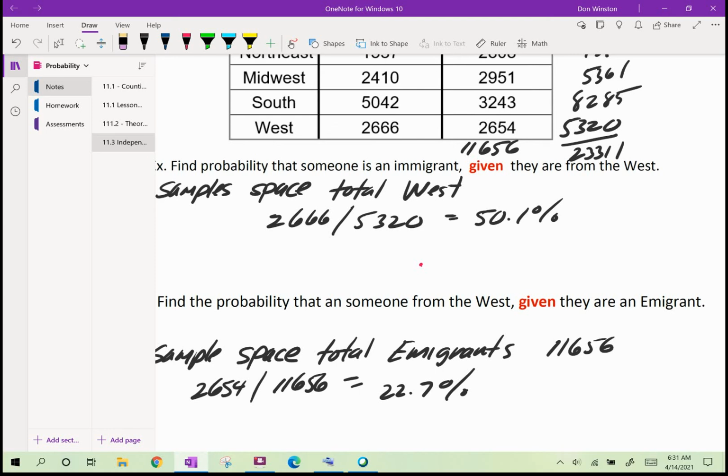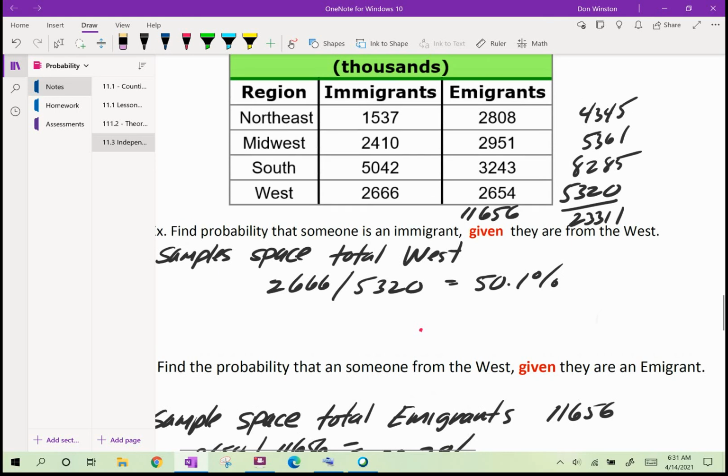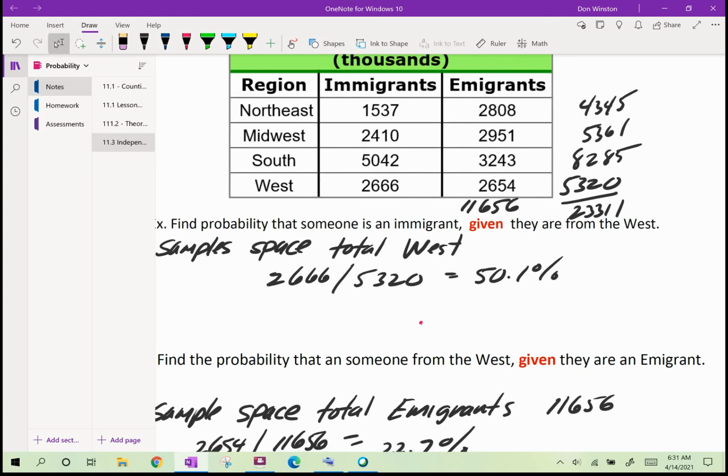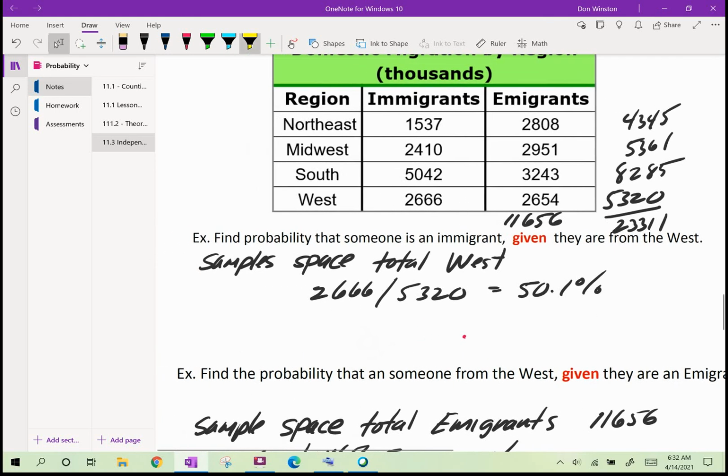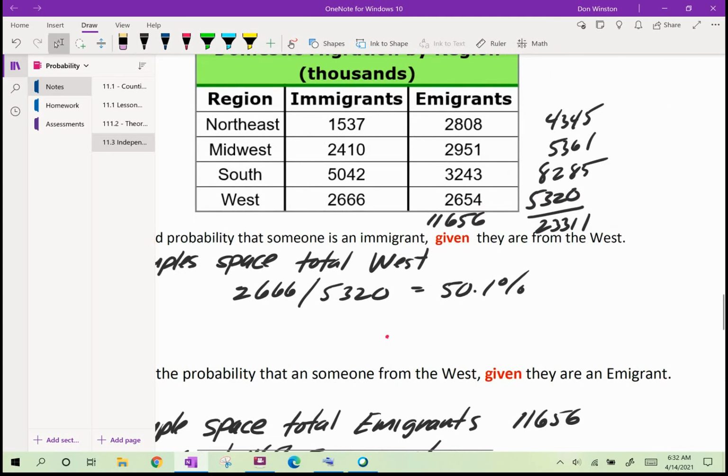So always with given, you have a reduced sample space. The first one, I looked at the sample space given they were from the West, the reduced sample space was 5320. And then the second one, given they are immigrant, the reduced sample space was 11656. See, it wasn't the total of everybody. It's a reduced sample space.